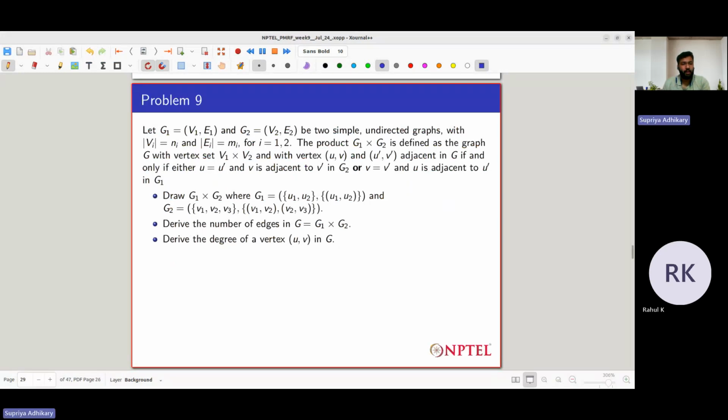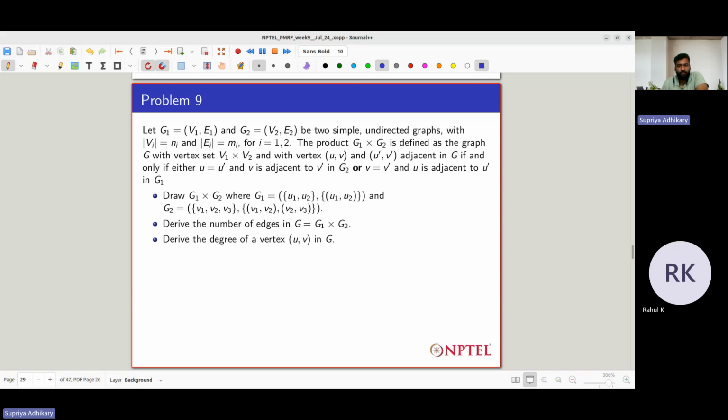Okay. In problem 9, we have graphs G1 as V1, E1, and G2 as V2, E2. Now, we have the cardinalities of Vi and Ei given as Ni and Mi, respectively. And we are given the product of these two graphs, G1 cross G2, defined as this. Okay, so this is not a Cartesian product of sets, this is the product of two graphs.